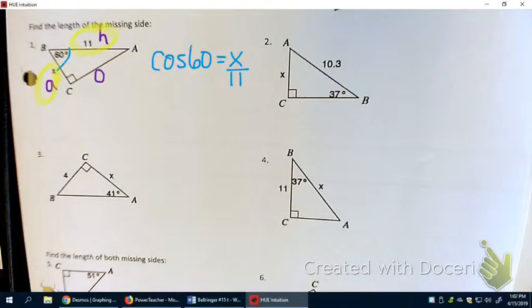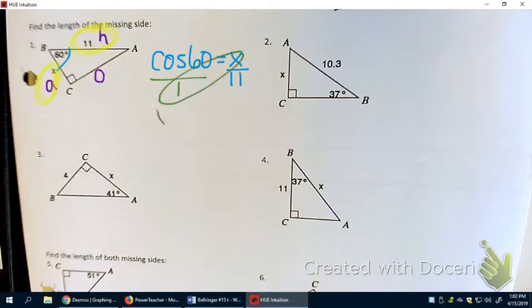Okay, question so far? So you label your triangle, figure out what you need, write down what you need, put the angle beside it, and then equals whatever the proportion is. Alright, here's how we solve it. We put it over 1, make it a fraction equal to a fraction, and now we cross multiply to solve.